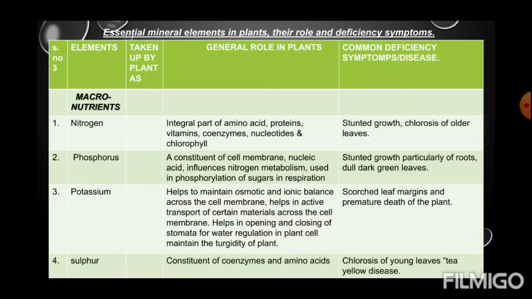So, if magnesium is not there, chlorophyll molecule will not be formed, and when chlorophyll molecule is not formed, then photosynthesis won't take place, then chlorosis of the leaves occurs. Now, there's another deficiency symptom which is seen in the plants, necrosis. Necrosis is that the death of the tissues takes place.